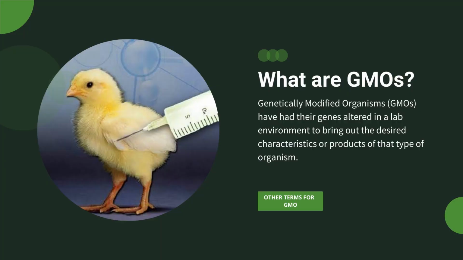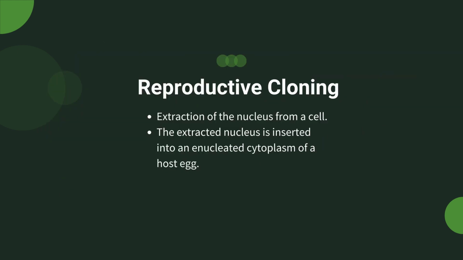Reproductive cloning uses the nucleus of a cell from an individual that will be cloned and given to a cell that does not have a nucleus. Recombinant DNA technology edits the DNA of a target organism by taking the gene of another organism that will be used to bring out the desired trait and inserting it into the DNA of the target.